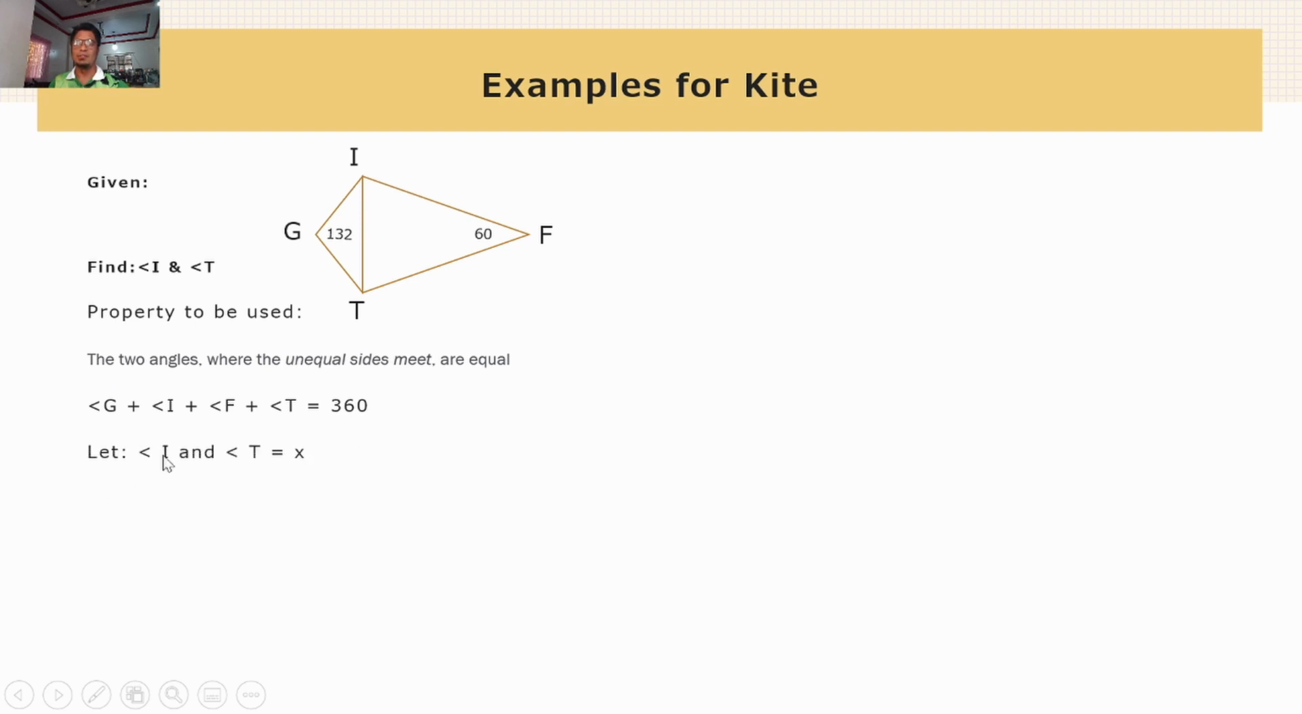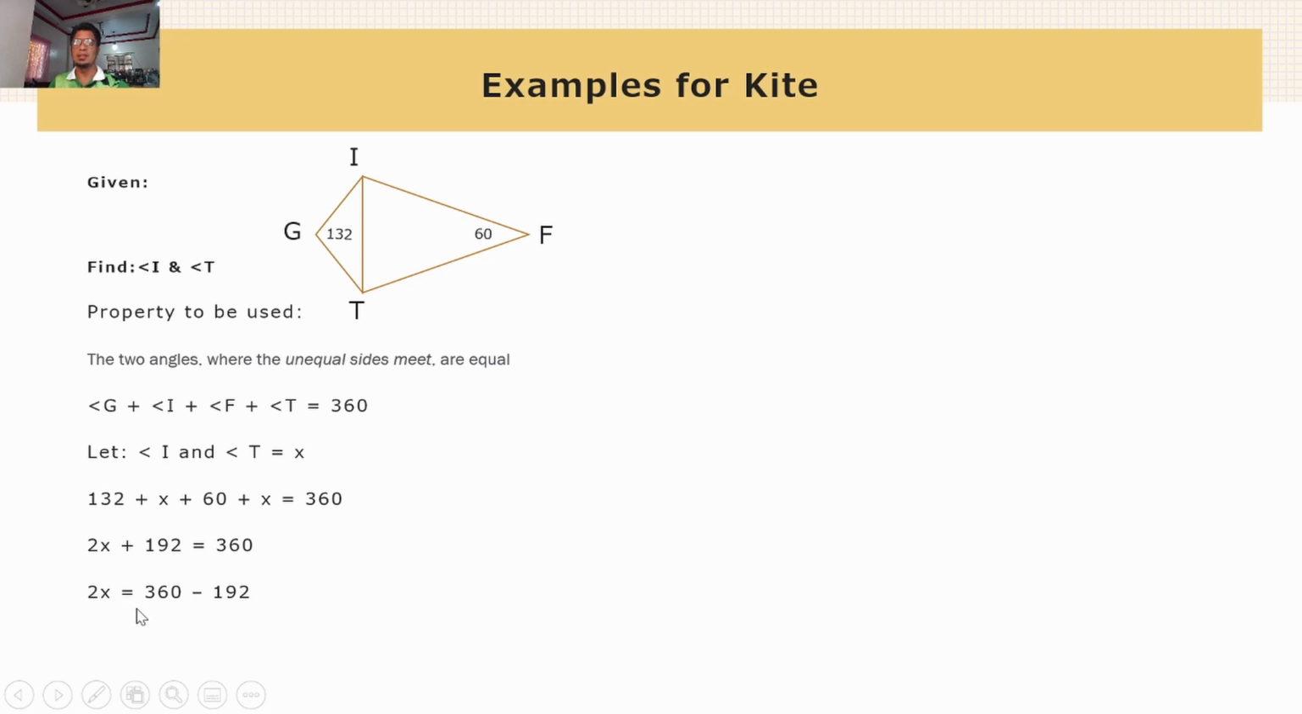Now, if I and T are equal, i-represent natin siya as x. Thus, 132 plus x plus 60 plus x is equal to 360. Saan nanggaling yun? Ayun, yung I, T. 132 yung G, 60 yung F natin. This will give us 2x plus 192. Saan nanggaling yung 192? Pinagsama itong dalawa. Saan nanggaling yung 2x? X plus x. Equals 360. Ilipat mo itong 192 sa kabila, magiging negative.